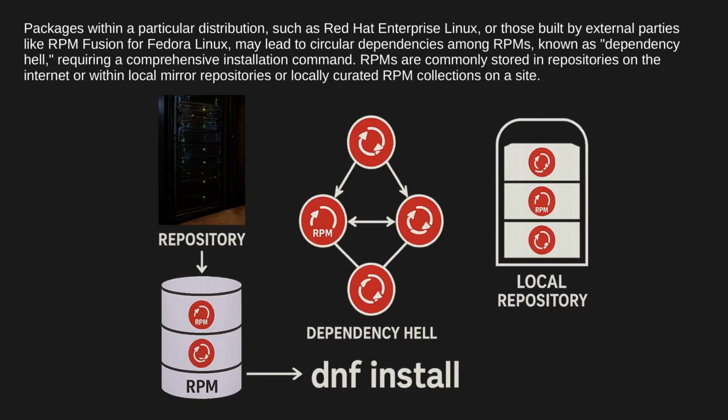Packages within a particular distribution, such as Red Hat Enterprise Linux, or those built by external parties like RPM Fusion for Fedora Linux, may lead to circular dependencies among RPMs, known as dependency hell, requiring a comprehensive installation command. RPMs are commonly stored in repositories on the Internet or within local mirror repositories or locally curated RPM collections on a site.